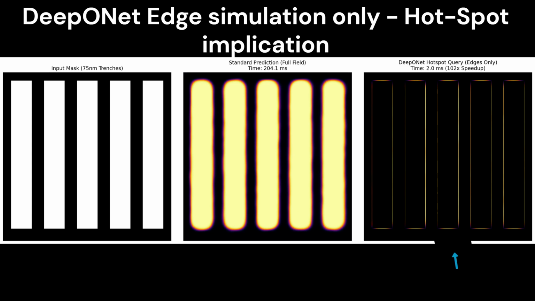This coordinate-based querying allows the DeepONet to evaluate only the exact microregion of a failing hotspot, completely ignoring irrelevant background areas. As a result, this localized surrogate simulation reduces inference times by a factor of 2 or 3 compared to CNNs and achieves staggering 50x speedups over traditional rigorous physical simulators.